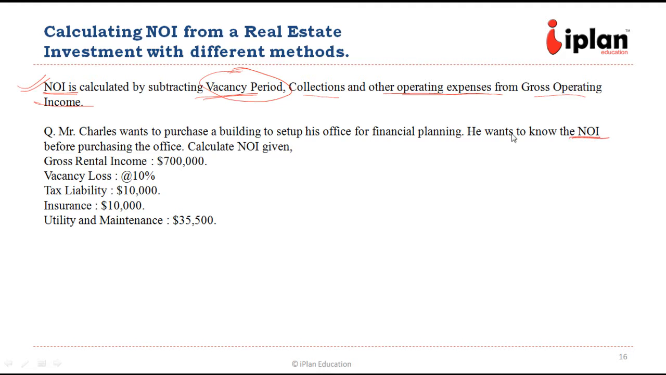the NOI has to be calculated given that gross rental income from that building is $700,000. There is a vacancy loss of 10%, which says that 10% of the times the building is vacant. So no income is coming. There is a tax liability of $10,000. There is an insurance cost which is $10,000. Another utility and maintenance cost is $35,500. Now we have to find out net operating income, net of all the expenses.